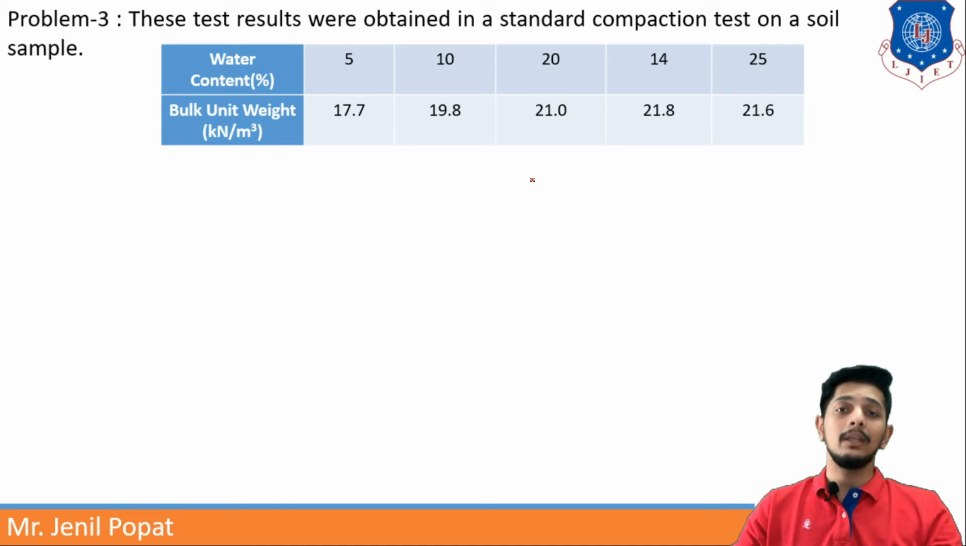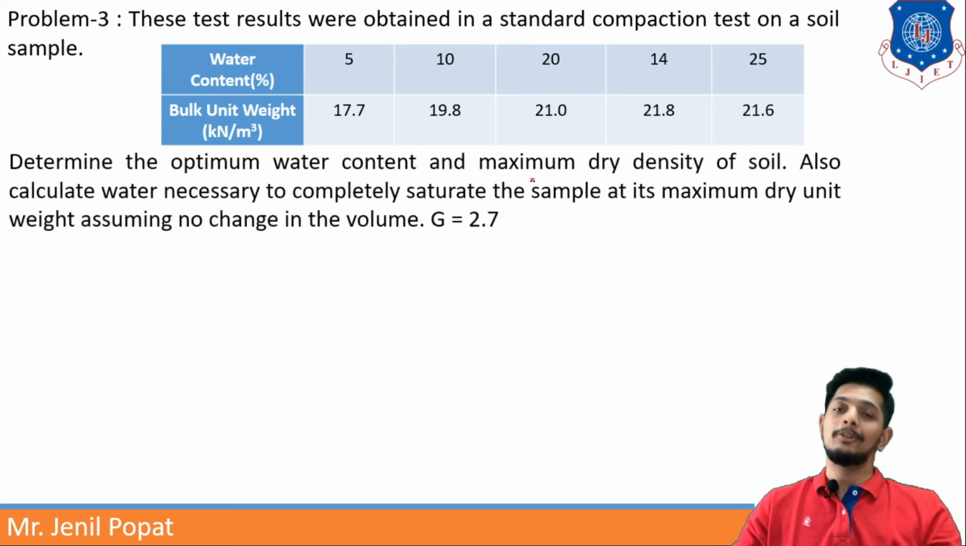Now, bulk unit weight is gamma B. Water content 10%, gamma B is 19.8; 20%, 21.0; 14%, 21.8; 25%, 21.6. So these are the values provided from the experiment or test. Now determine the optimum water content and maximum dry density of the soil.